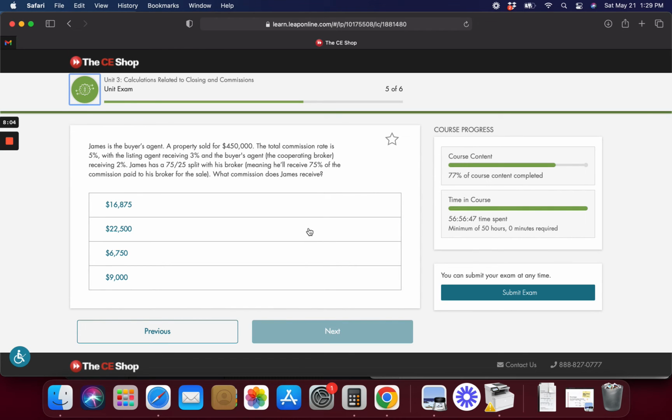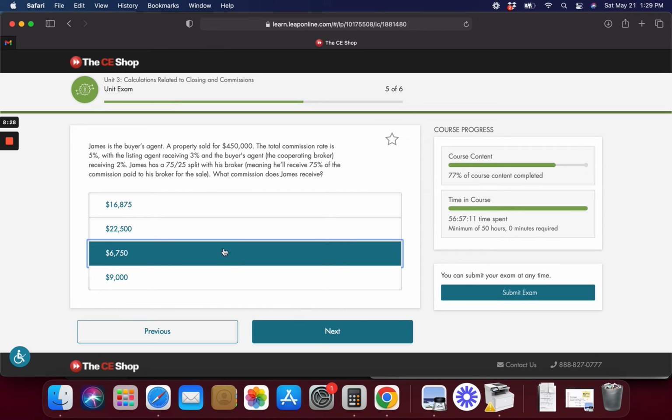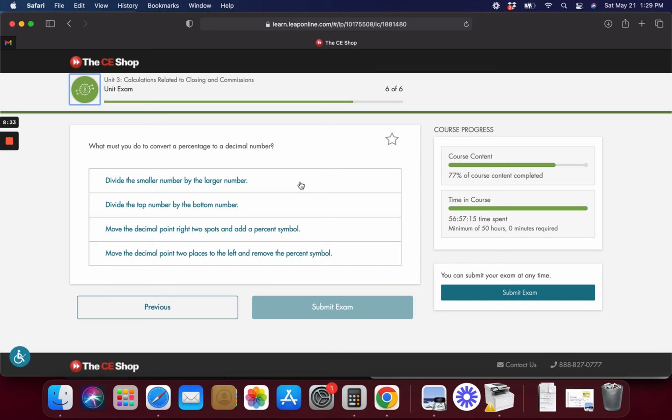All right, property sold for $450. The commission is 5%, listing rate and over 77. What commission does James receive? He receives 25%. Believe it or not, it's not that much. But you really have to divide it almost 4 ways when you get a commission. It seems like you're getting a whole lot, but you really aren't.